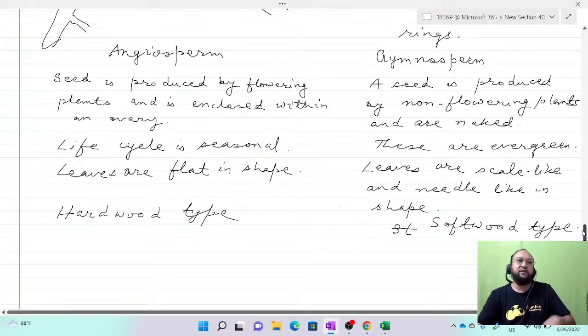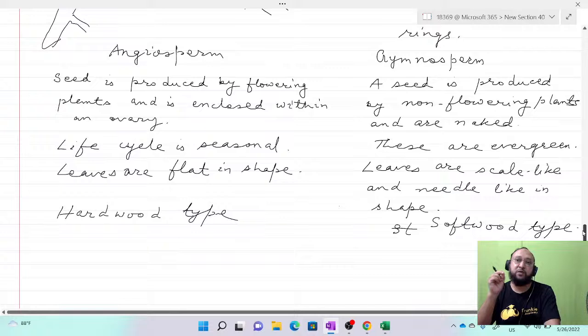So these are the important features that we find when we compare angiosperm and gymnosperm. Seed is produced by flowering plants and enclosed within the ovary, within the fruit. In gymnosperm, seed is produced by non-flowering plants, and the seeds are not enclosed; they are naked. Life cycle is seasonal, like the fruits or different flowers will be produced in different seasons.